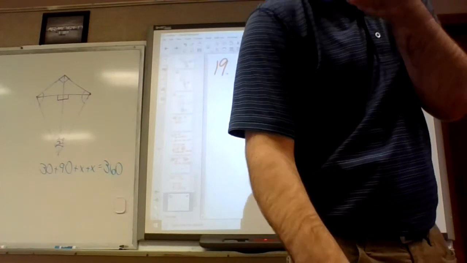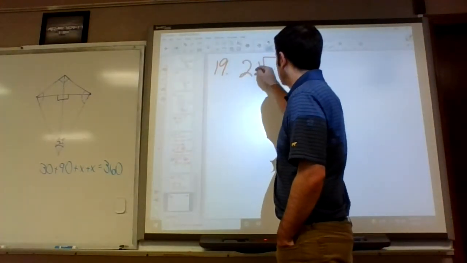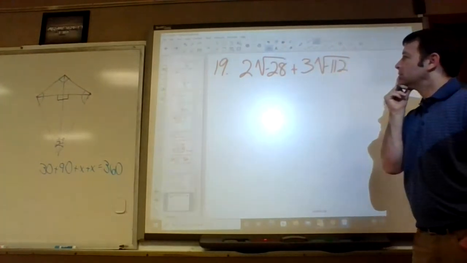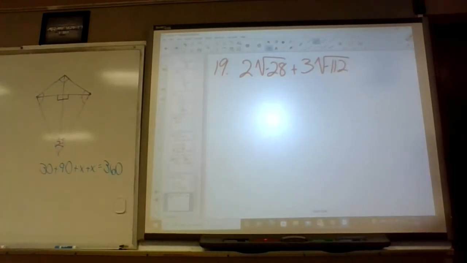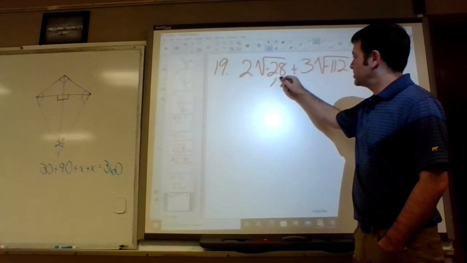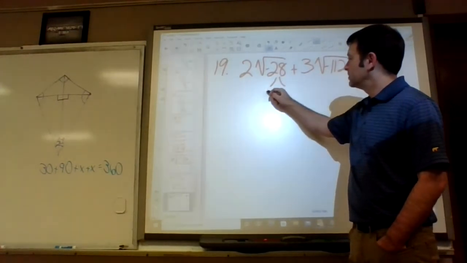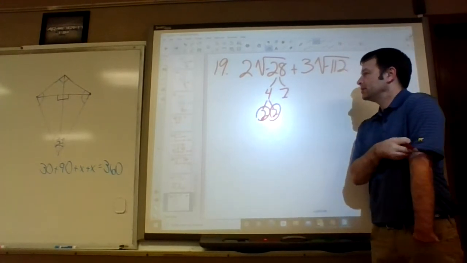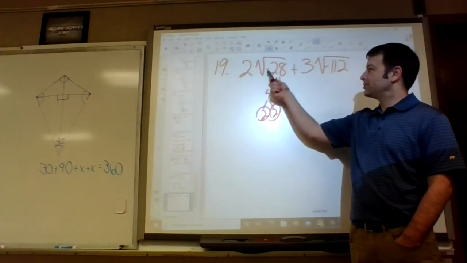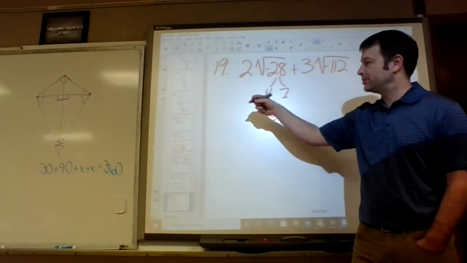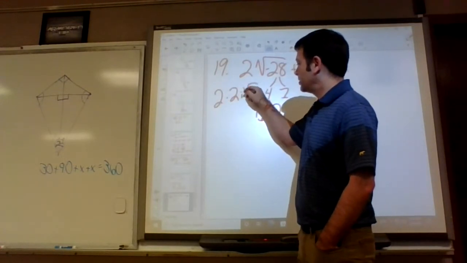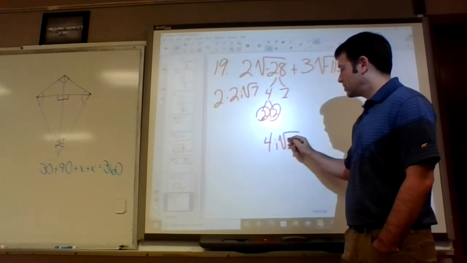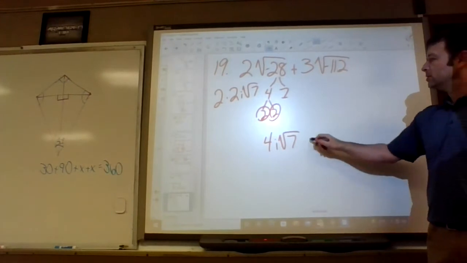Two, negative 28, 3, negative 112. Ugh. Okay. Well, what goes into 28? 7 and 4. And so that will become 2 square root of 7, but there's an i, so 2i square root of 7. But there's a 2 in front, so it's 2 times 2i square root of 7. 2 times 2 is 4i square root of 7. Plus.